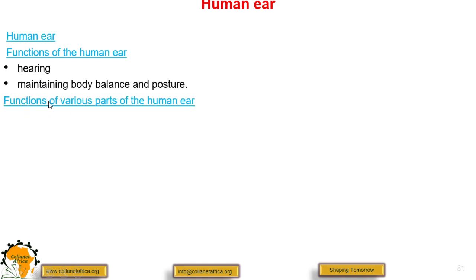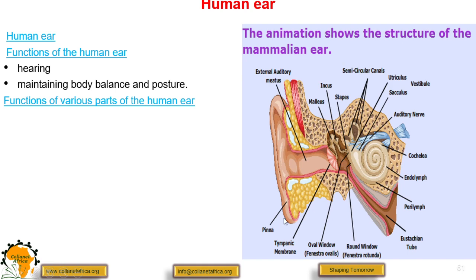So the ear has various parts. And what are their functions? So this is the ear. We have the pinna, tympanic membrane, oval and round window, the eustachian tube. We have this coiled part, the cochlea, the auditory nerve, semicircular canals, and then external auditory meatus, among other parts.